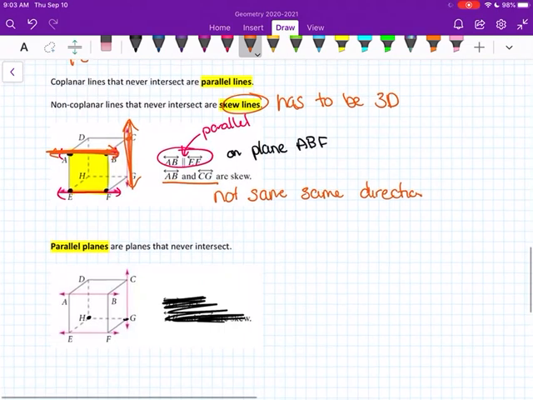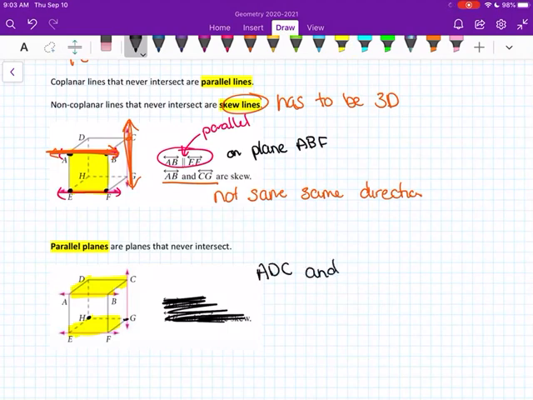Okay, and then parallel planes are planes that never intersect. So an example of this might be the top and the bottom. So if I have the top, and then I have the bottom of this box, you could also do the front and the back. You could do the left and the right. Okay, so if I did the top, I could say plane ADC, and if I did the bottom, plane HGE, they are parallel.